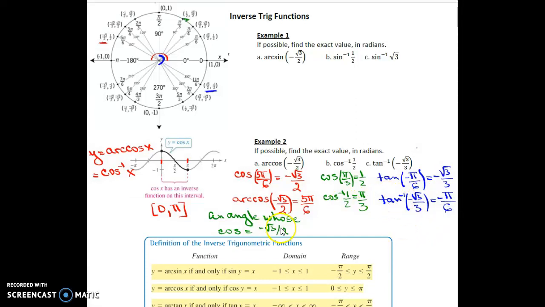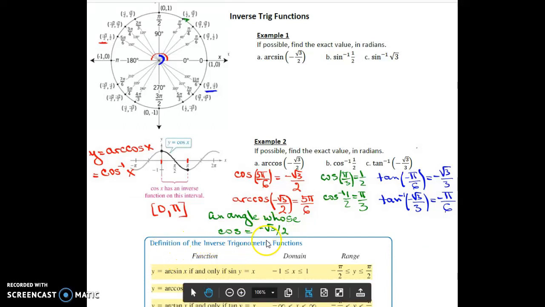So this is how we would evaluate inverse trig functions. I want you to pause the video and please read the definition of the inverse trig function. Note that each one of these functions has a different domain and then different range.